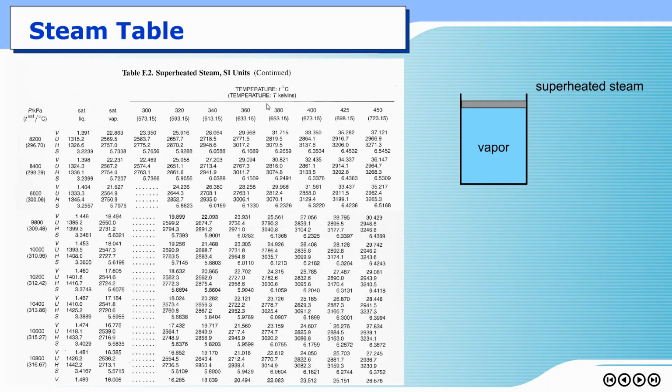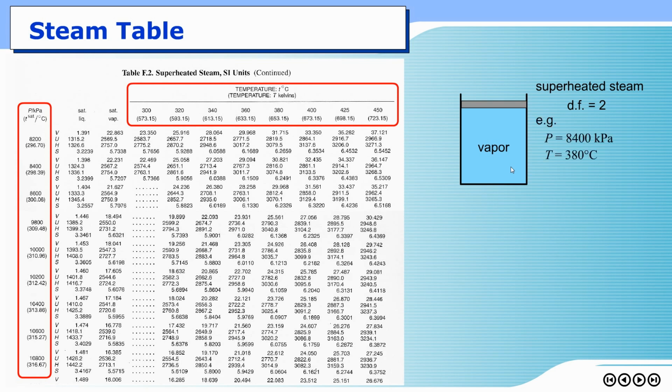The feature of superheated steam table, you can see the column here is temperature, and then rows are a bunch of pressures. Because we have the single phase, single component system, the degree of freedom is 2. Therefore, we need to identify both temperature and pressure before we can read out all the rest of the data from the table. Pressure is listed here, and this is temperature. Let's say you specify the pressure of your system to be 8400 kilopascal and temperature to be 380 degrees Celsius, you can read out the specified pressure and specified temperature from here, and then project that into the table.